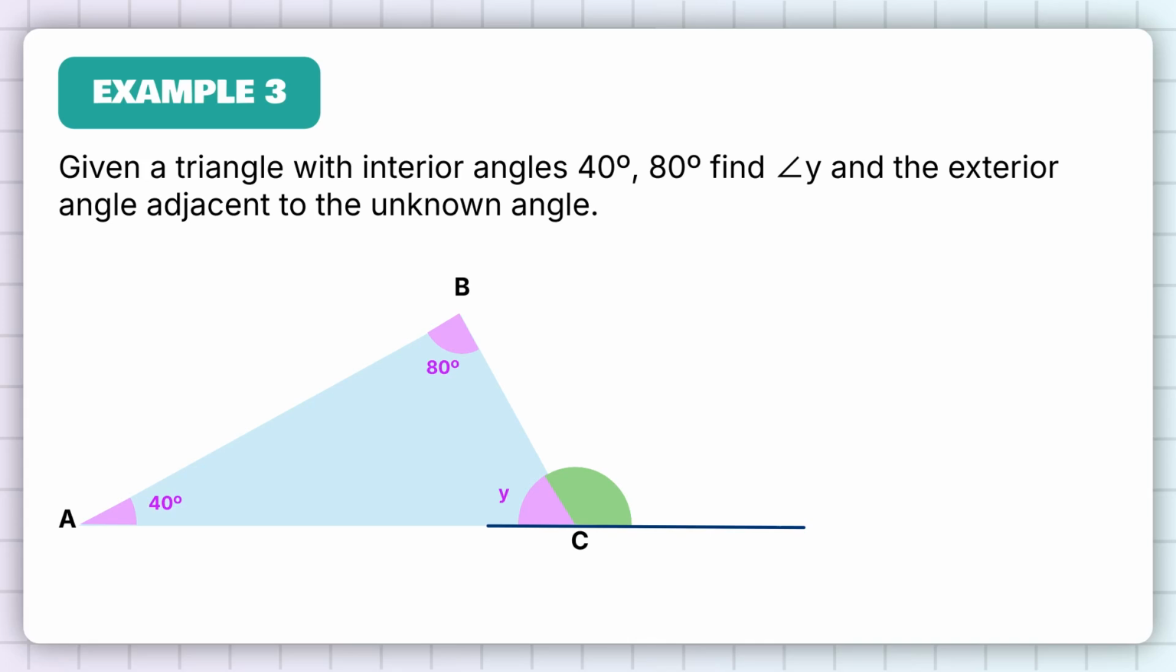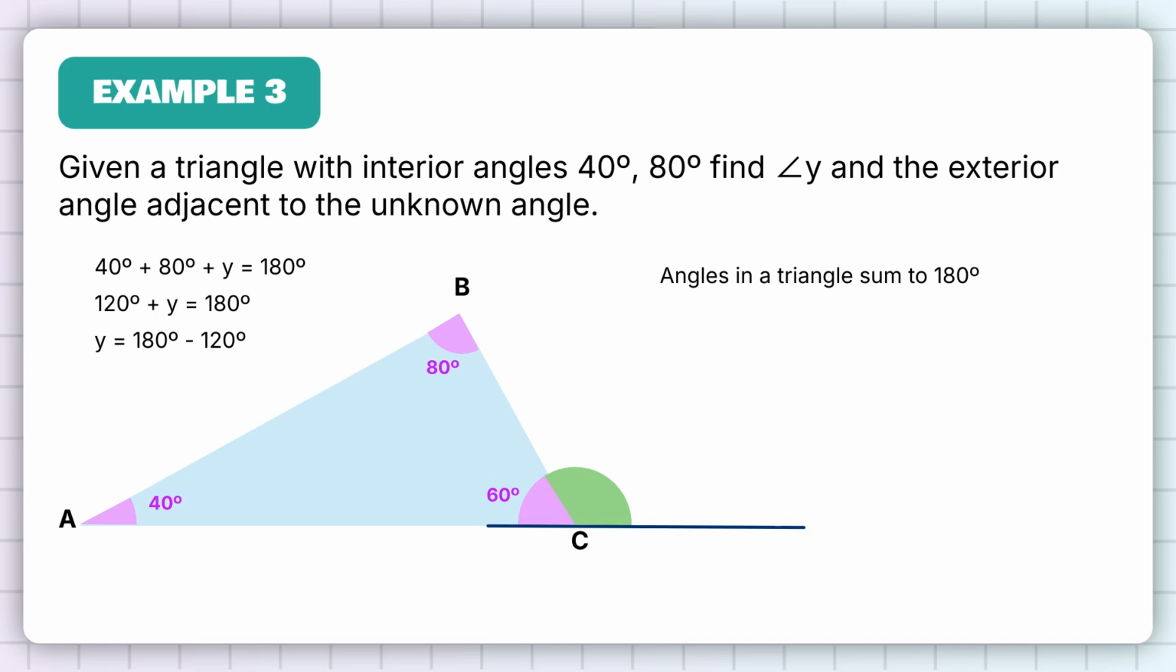First, let's find y using the theorem that angles in a triangle are 180 degrees. We can write that 40 plus 80 plus y equals 180. Simplify this to 120 plus y equals 180. Then finally that y equals 180 minus 120, which equals 60. So we know that y equals 60 degrees.